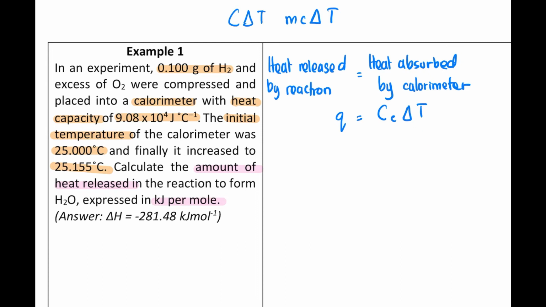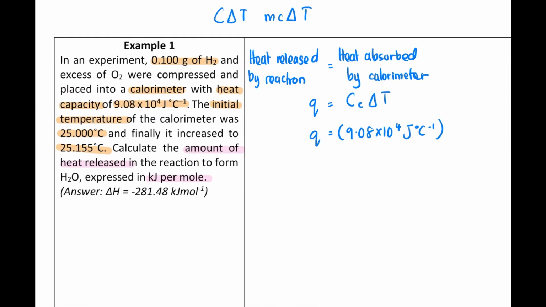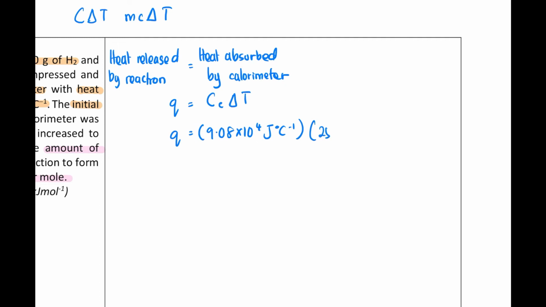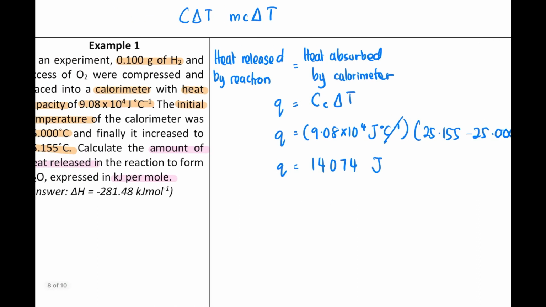Okay, so kita dah ada formula, then kita boleh buat pengiraan lah. So Q equal to CC kita 9.08 exponent power 4 joule per degree Celsius. And our delta T kena tolak lah. Kat sini final tolak initial. So 25.155 minus 25.000. Ini adalah degree Celsius. So Q equal to, saya dapat 14074, and the unit per degree Celsius dengan degree Celsius akan cancel out. So tinggal unit joule. So heat release by the reaction adalah 14,074 joule.